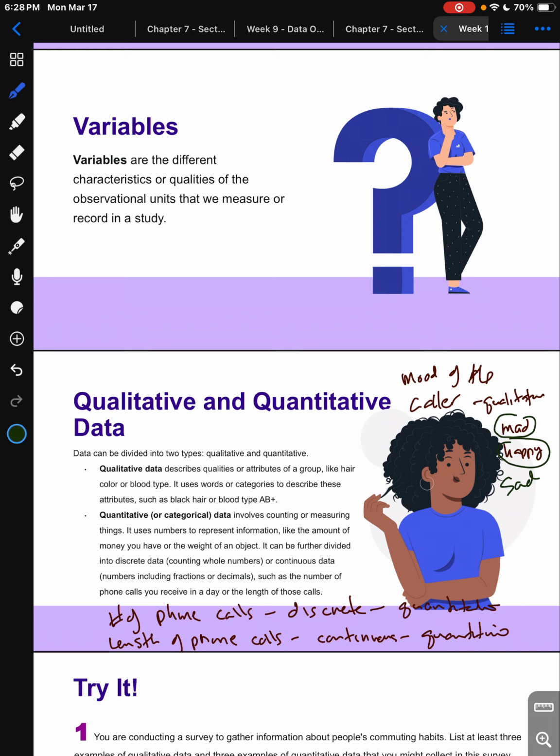Quantitative data involves counting or measuring things. It uses numbers to represent information like the amount of money you have or the weight of an object. It can be divided into discrete data or continuous data, such as the number of phone calls you receive in a day or the length of the calls. The number of phone calls you receive would be discrete because it's 1, 2, 3, 4. You don't receive half phone calls. So that's quantitative. How long the phone calls are is continuous. That's also quantitative because you can receive a 34-minute call, a 35-minute call, anything in between, 34 and a half, things like that. So that's continuous.